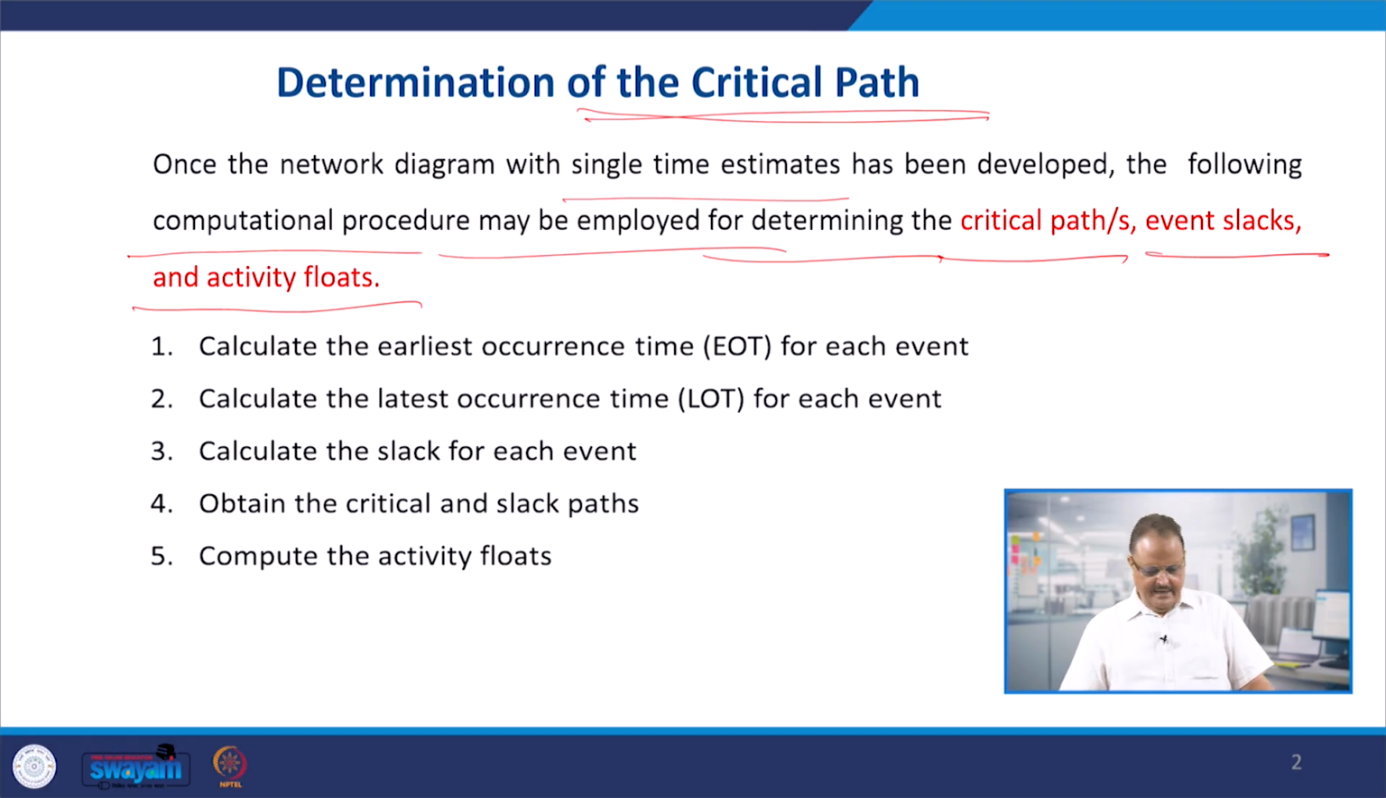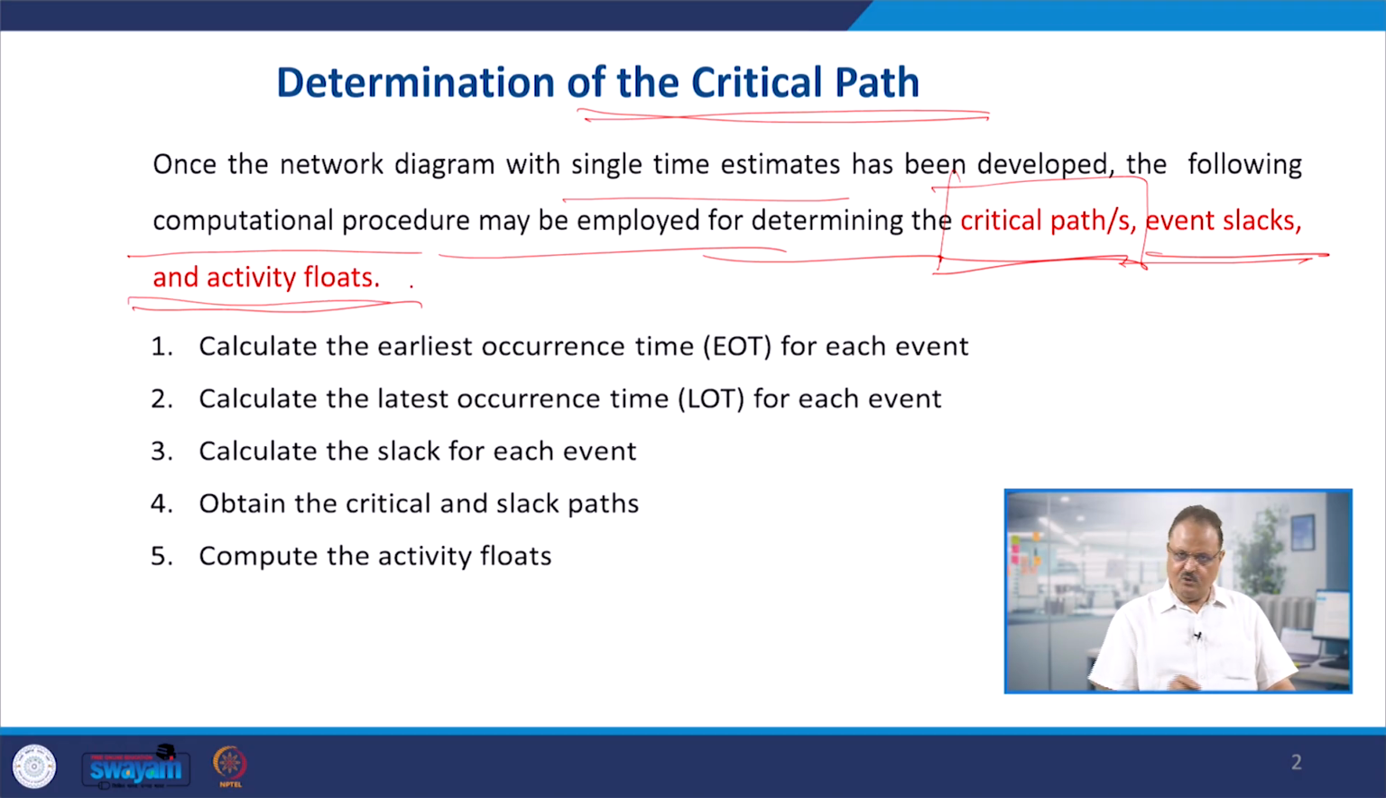Critical path is basically the longest path to complete a project, and that can be completed in the minimum amount of time. We have to find out that path, because if you do not complete that critical path, you are not able to complete the venture. There can be a slack path also. We have to find out the event slacks also, and the activity floats also.